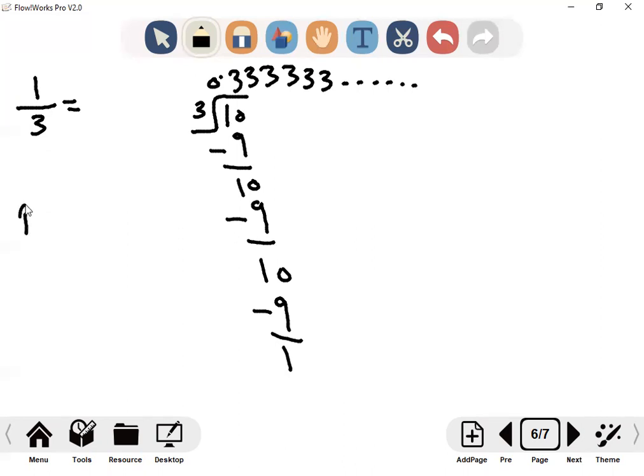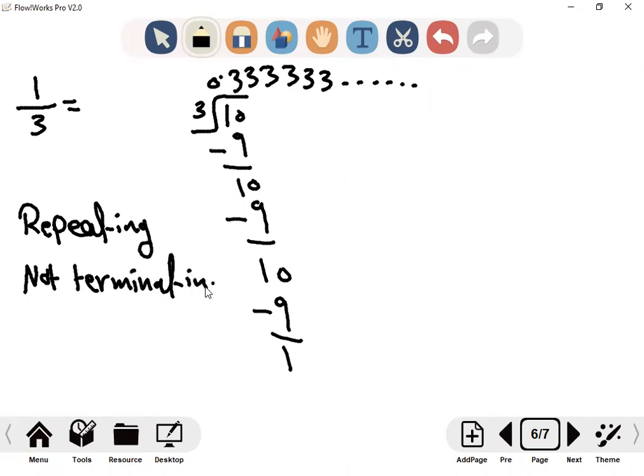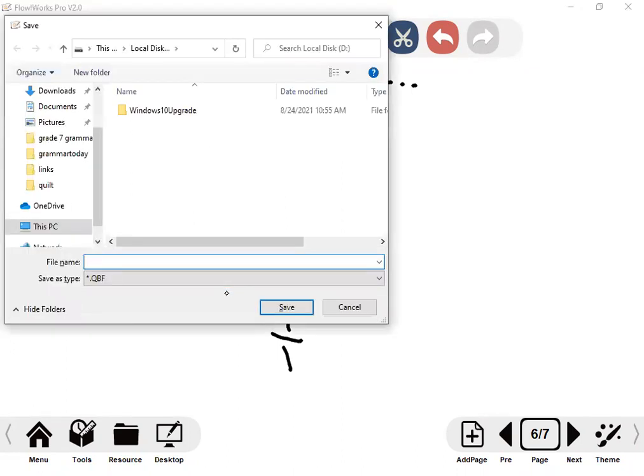We can say repeating decimal or not terminating. What does not terminating mean? It means it doesn't end, it stays like this. Then how will we write the answer?